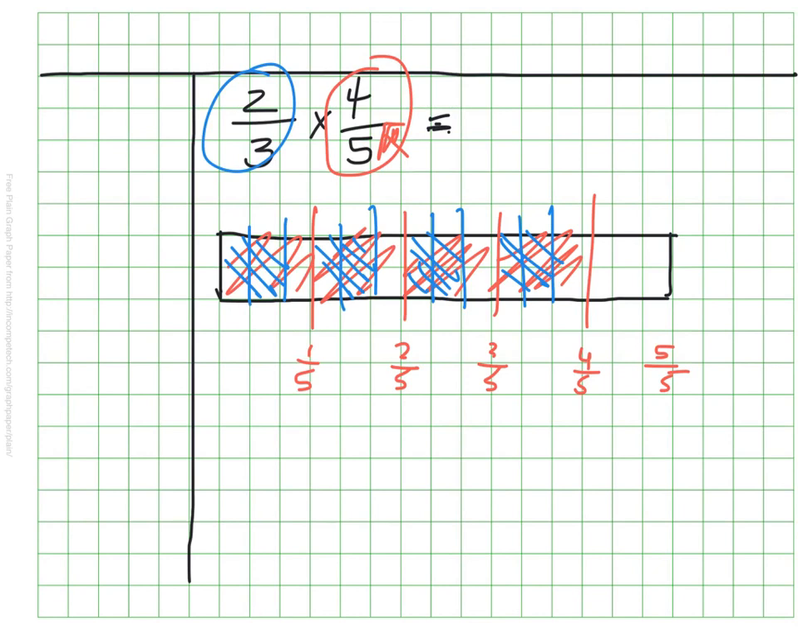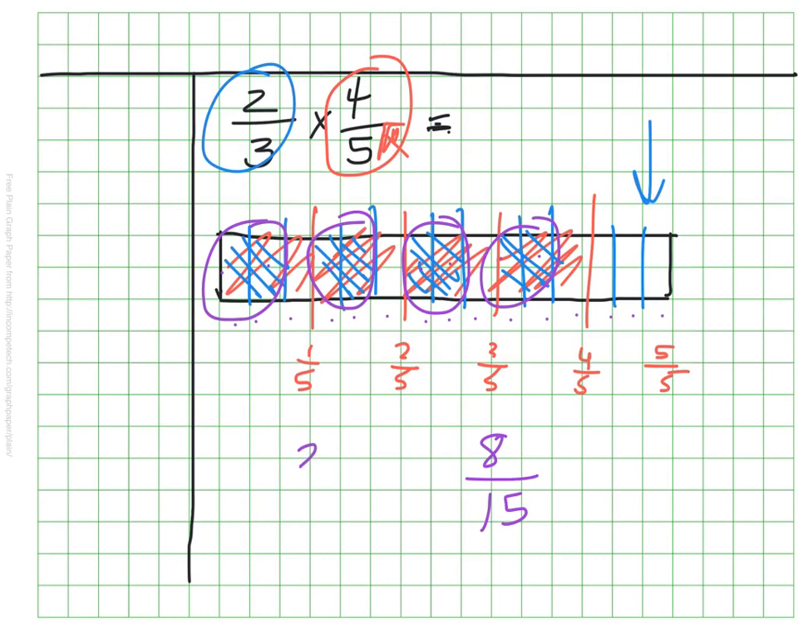Of course, we know that we can't leave this guy by itself, right? It has to be broken up into the same pieces, but I'm not going to shade anything in. When I look for the parts where they overlap, that will tell me the product of 2/3 of 4/5. If I count that up, there's 2 in each of these. There are a total of 8 that are colored purple, and it is 8 out of 1, 2, 3, 15. So 2/3 of 4/5 equals 8/15.